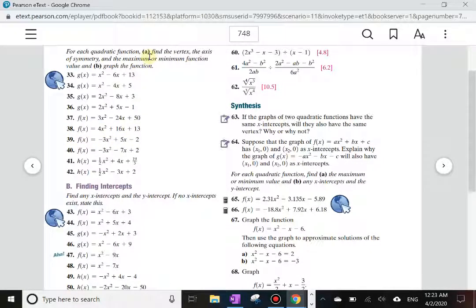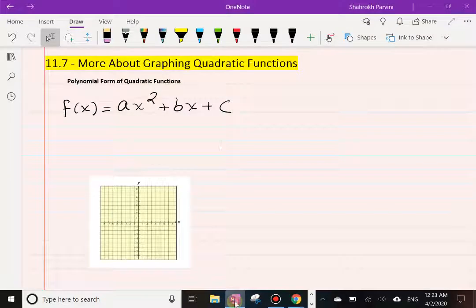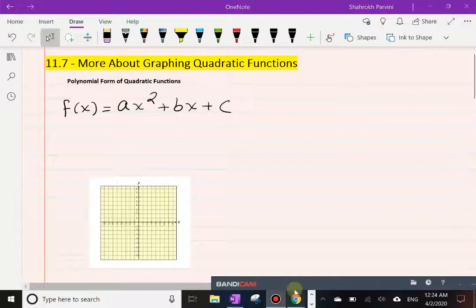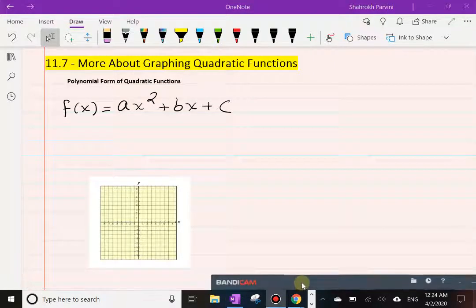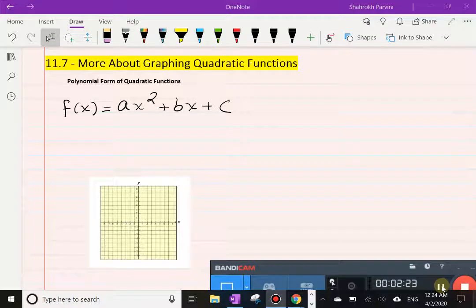For all of these exercises, the way I'll work them is, we're going to find the vertex, the equation for the axis of symmetry, and the maximum or the minimum of the quadratic function. And of course, we will be graphing these as well. So with that, I'm going to go to our notebook and get everything started. Give me just a moment and I'll come right back.